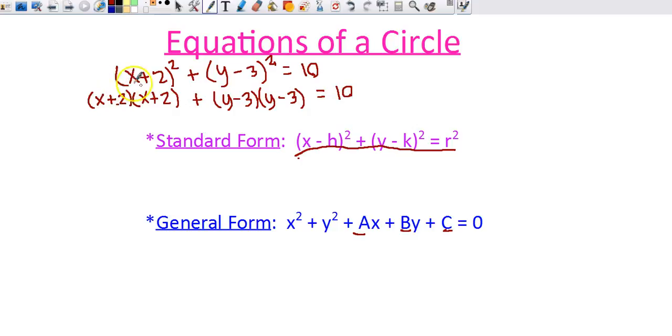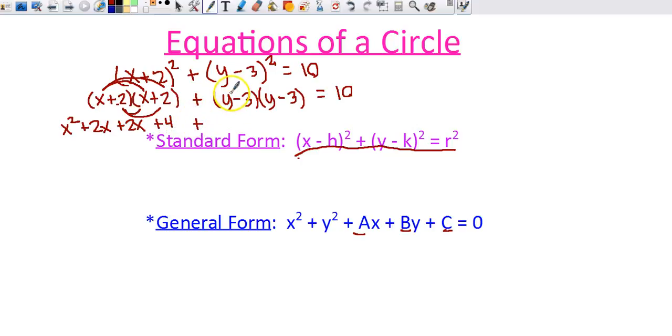Well, we can further multiply these together. These are just two binomials. When you multiply binomials together, you can use FOIL or a box if you have a way of memorizing that. But x times x is x squared. x times 2 is 2x. Another x times 2 is another 2x. And then your last term is 2 times 2, that's 4.